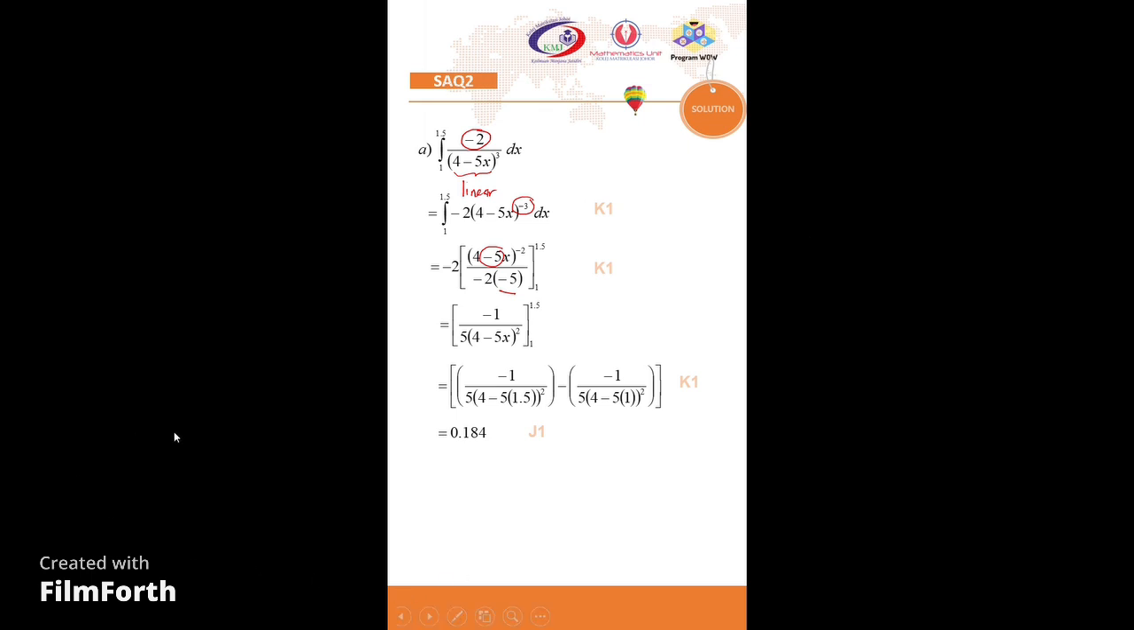Remember, this rule can be applied if inside the bracket is a linear function or linear expression, which is x to the power of 1. If inside the bracket is x to the power of 2 or more, or other than x to the power of 1, you cannot use this way of integration. Maybe you need to use another technique.